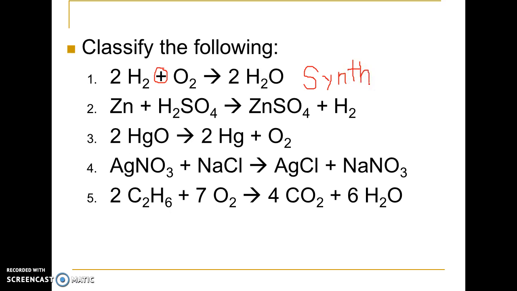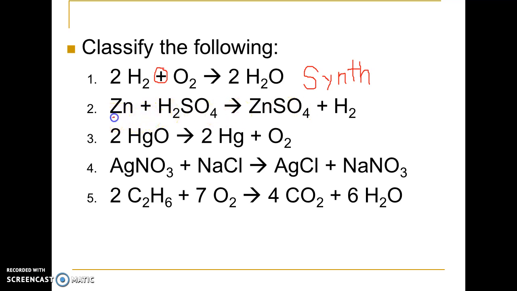Okay, we have time for one more. Here we have zinc plus sulfuric acid will yield zinc sulfate and hydrogen. I have 2 reactants and 2 products. So I can at least eliminate synthesis and decomposition based solely on how many reactants and products I have. So my next options are single, double, and combustion. This is not a combustion reaction because I do not have carbon dioxide or water as a product. So now I've eliminated it down to single and double.